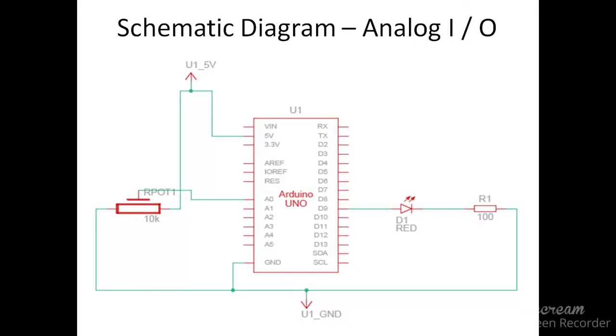Hi friends, we are going to discuss the analog input-output interface using Arduino. For the analog input, we have a 10 kilo ohm potentiometer connected to the 5 volt source and its variable pin is connected to the analog channel A0. And for the analog output, we have an LED connected to the PWM capable output digital pin number 9.